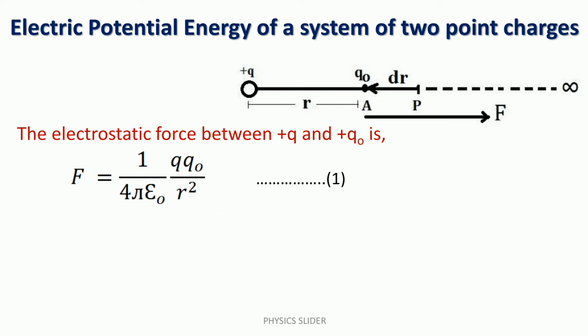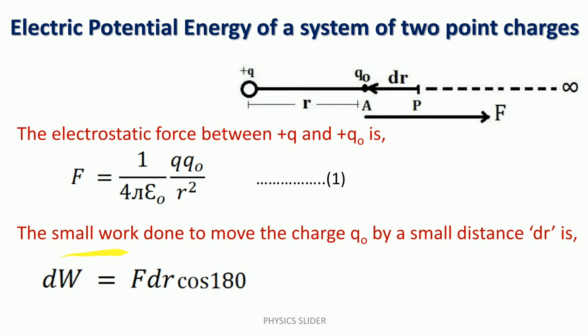Now we will find out the small work done for the small displacement. The small work done to move the charge Q naught by a small distance dr is dW is equal to F dr cos 180. Why cos 180? Because the angle between the force and the displacement is 180, because F and dr are opposite to each other. The value of cos 180 is minus 1. Put the value and we will get dW is equal to minus F dr.